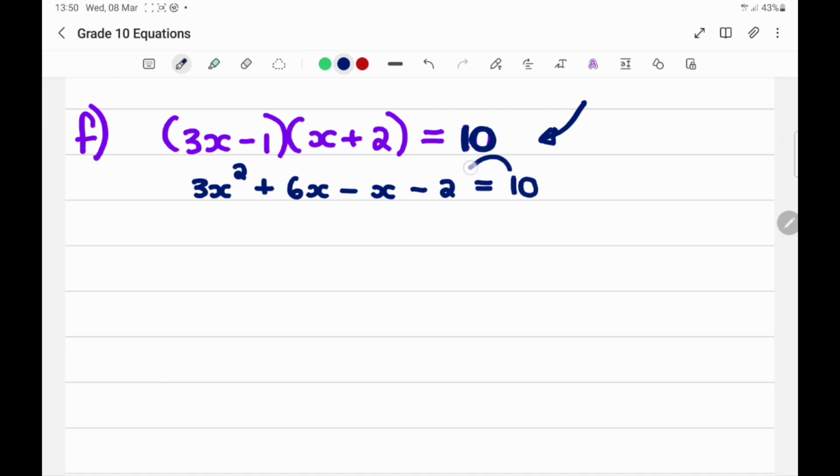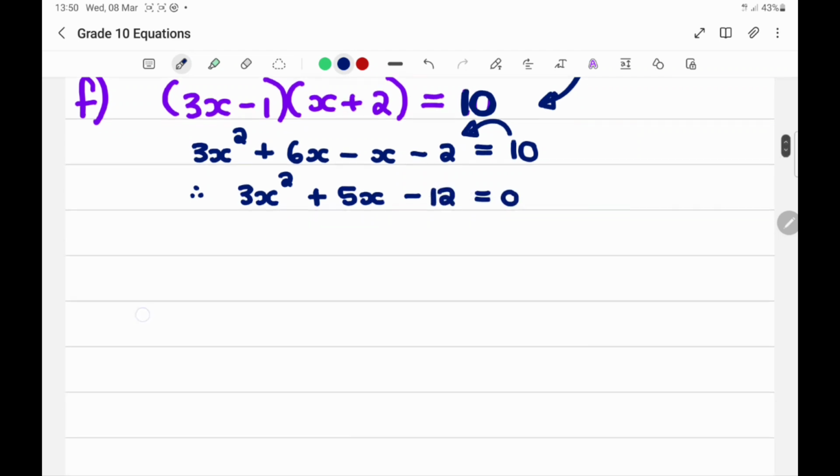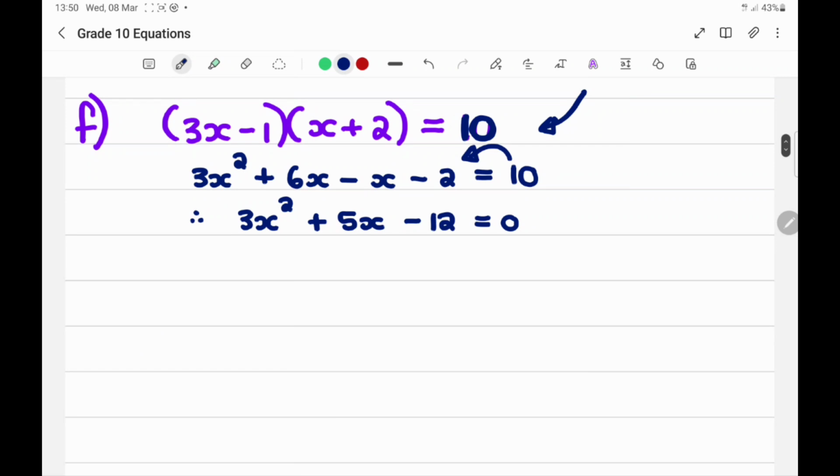So now I'm going to incorporate that plus 10, I'm going to equal it to 0. So thus 3x squared plus 6x minus x is plus 5x, and minus 2 minus another 10. If I subtract 10 on both sides, it will leave me minus 12. Ugh, and the trinomial. Let's do this. Okay, 3 times 1 will give you 3. And how about 4 times 3? 3 times 3 is 9.